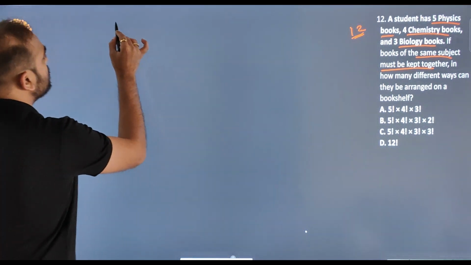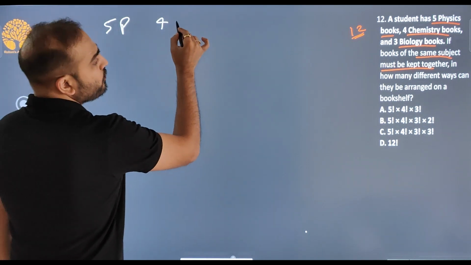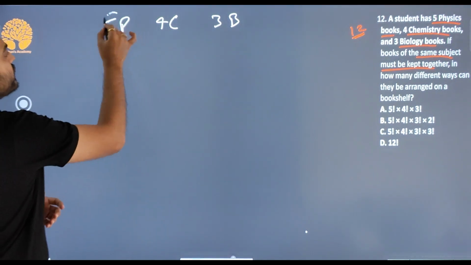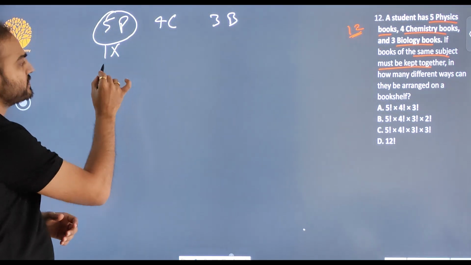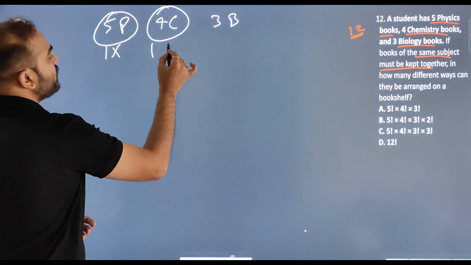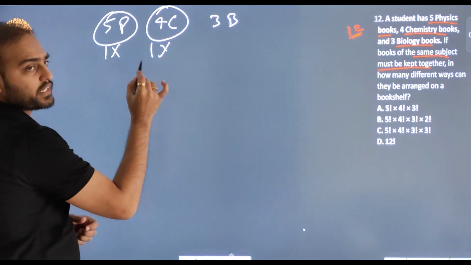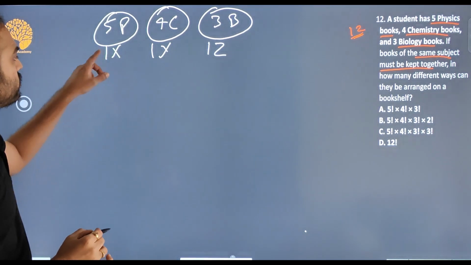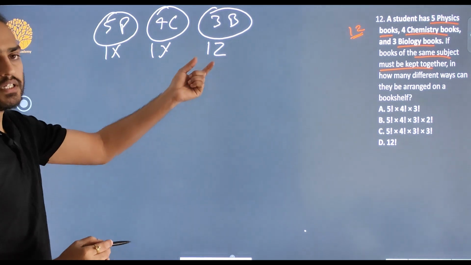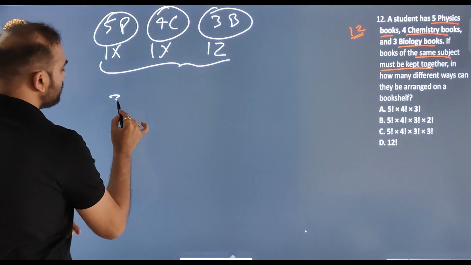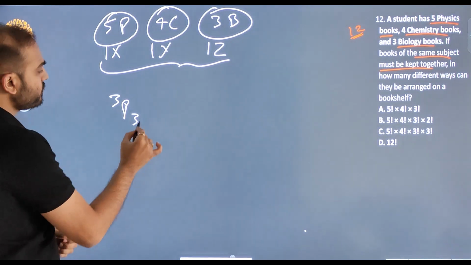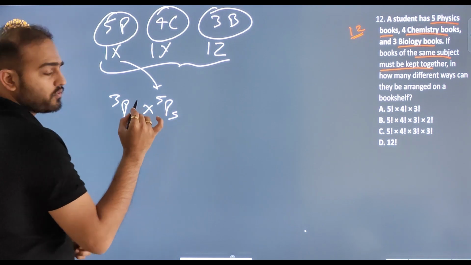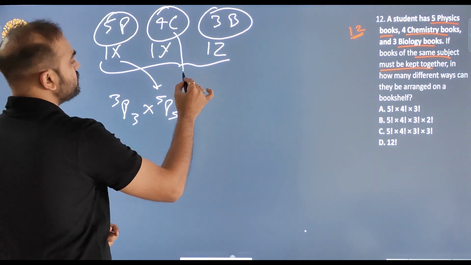Okay? No problem. So we have 5 physics, 4 chemistry, 3 biology. If I want to keep the books of physics together, I combine them and count them as 1, say x. 4 chemistry, combine them and count them as 1, say y. 3 biology, combine them and count them as 1, z. So I have only 3 units, x, y and z. How many ways can I arrange these? That's 3P3.